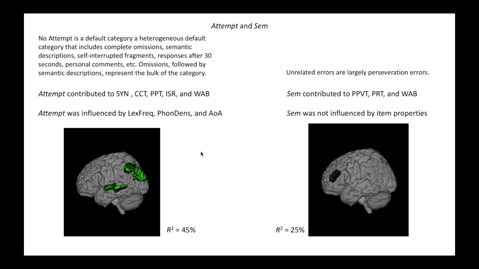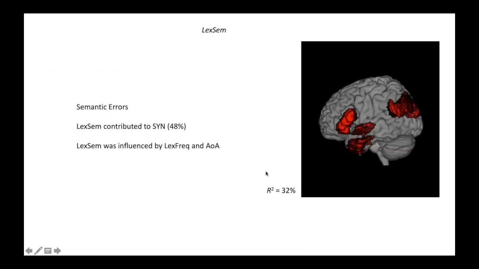attempts. The unrelated errors, so SEM relates to unrelated errors. These are mostly perseveration errors. SEM contributed to the vocabulary test, the word repetition, and multi-word repetition. It was not influenced by item properties. And it just had this one frontal region that was associated with these responses, accounting for 25%.